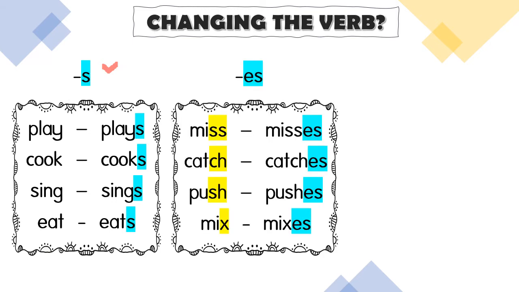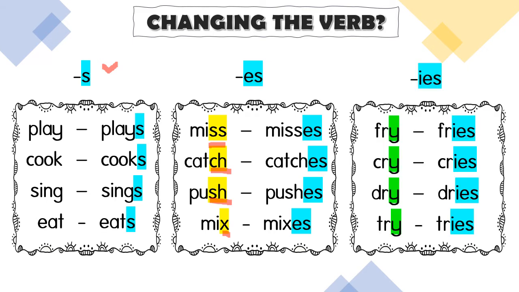But for some verbs, for example, the verb with SS at the end of the verb and CH, SH, and X, we add ES. We add ES for the verb. And for some other verbs, we can add IES. Fry, we remove the Y, it becomes IES. For the verb with Y at the end of the verb, we replace it with IES.